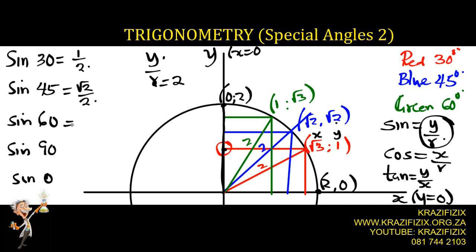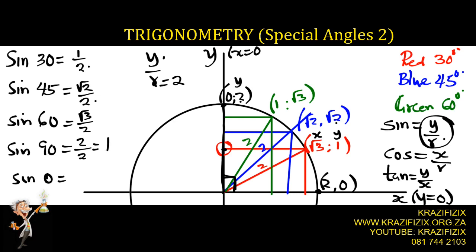What about sine 60? Again, it is y. We're dealing with the green one now. Y, which is root 3. So we have root 3 over 2. Lovely. What about 90? 90 degrees is now here. It is going to be my y value over the r value. What is my y value here? That's sine 90 there. Is 2 over 2. And that equals 1.